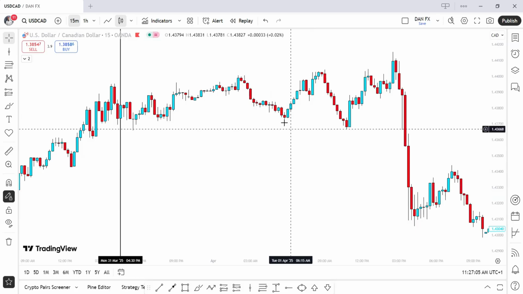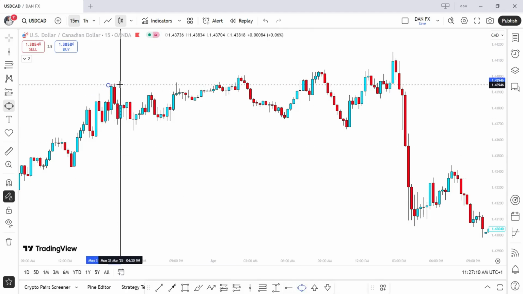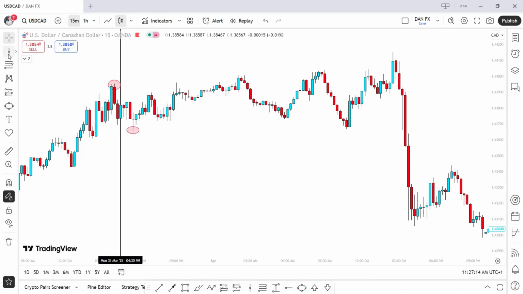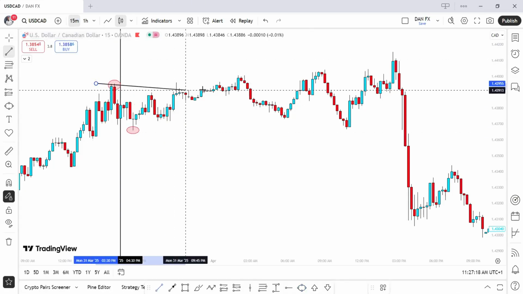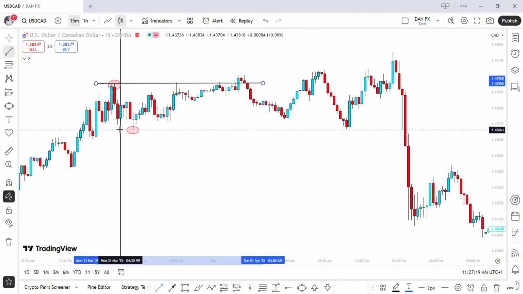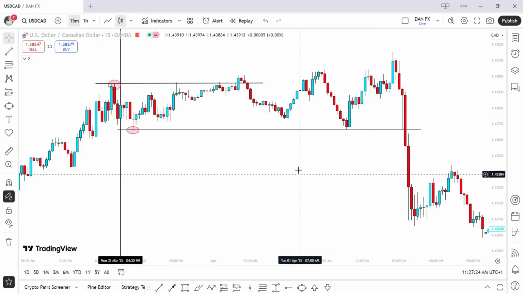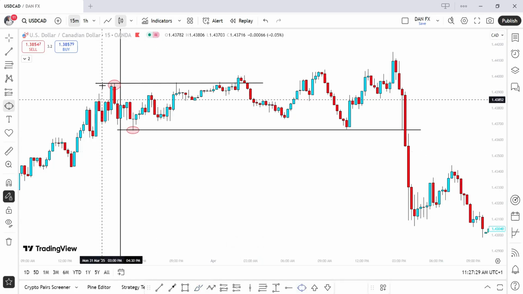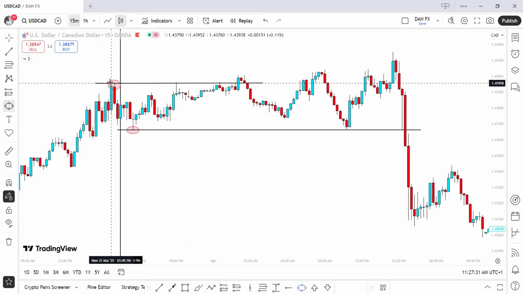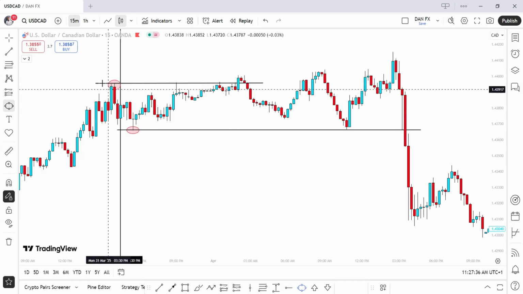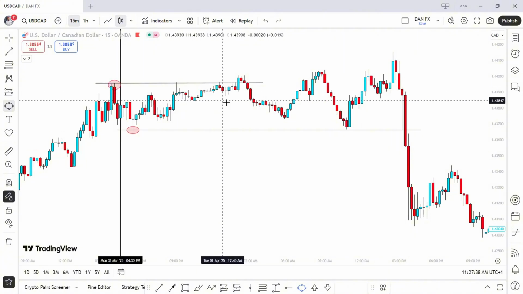All right, let's start from all the way here. Okay, we have a high here, we have a high here, and then we have a low here. If we draw a line horizontally like this, and a line horizontally like this, what can we see at this point? We have a high and we have a low. The price needs to break this high in order for it to give us a higher high for us to consider this as an uptrend.